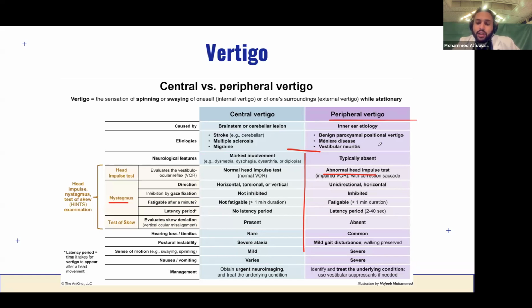Now, why is this important to tell the difference? Central is more severe, peripheral is less severe. Hearing loss, you suspect it in peripheral. Posture instability, more in central. Sense of motion, more decreased in peripheral. Nausea and vomiting, more in peripheral, but it varies. You need to investigate central urgently. For peripheral, you need to just find what's causing the vertigo. The difference between them, are they clear?